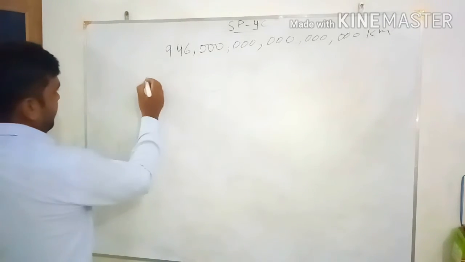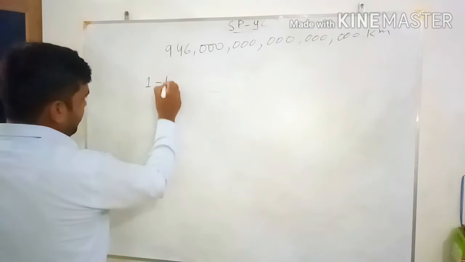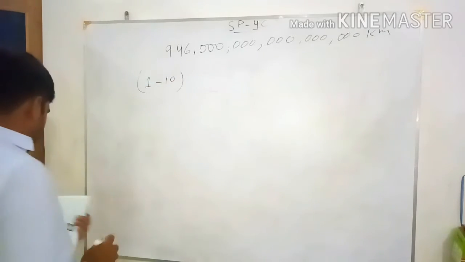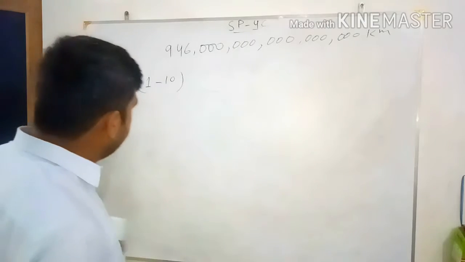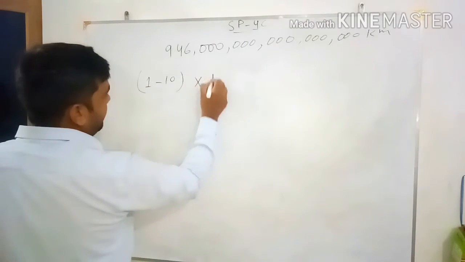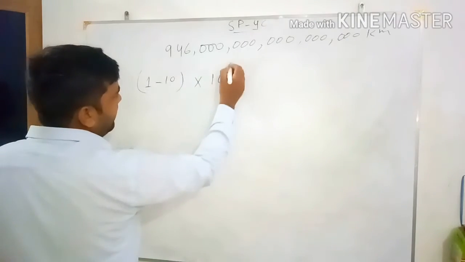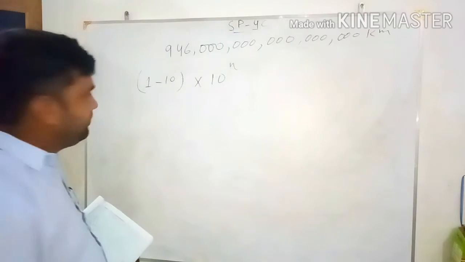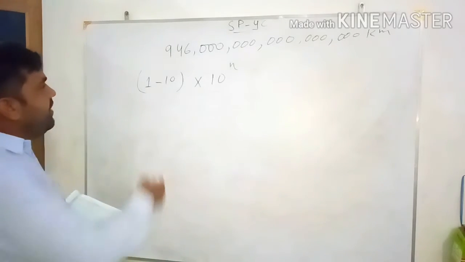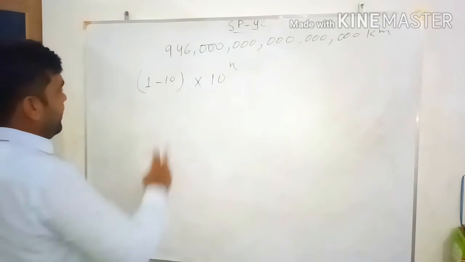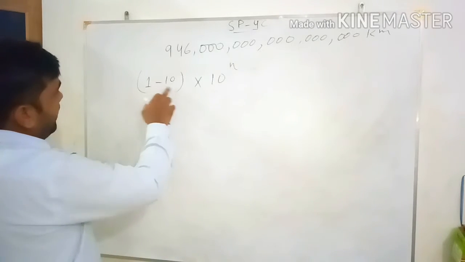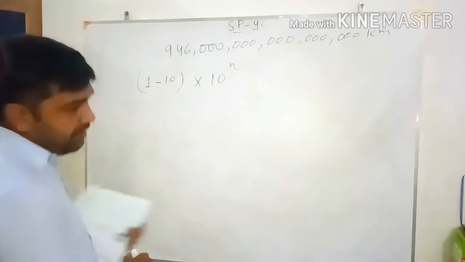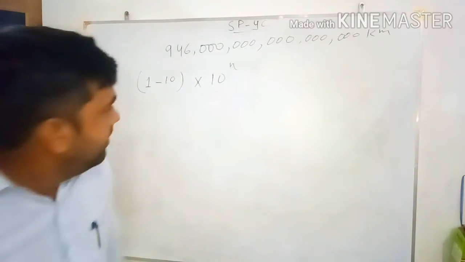One factor should be a number between 1 and 10, and the second factor is a power of 10, maybe any power, 10 to the power n. Okay, so how do we express this? The value between 1 and 10, how do we write it? I can write this value between 1 and 10 as 9.46, which means I have to shift the decimal.